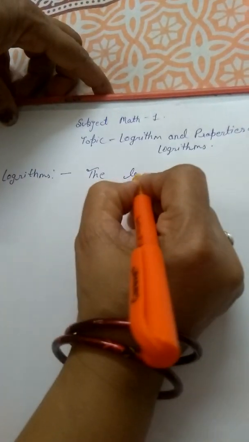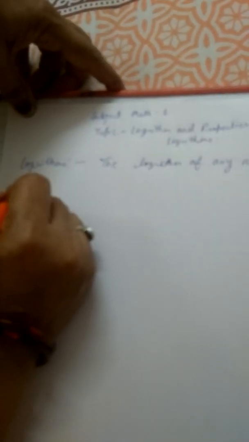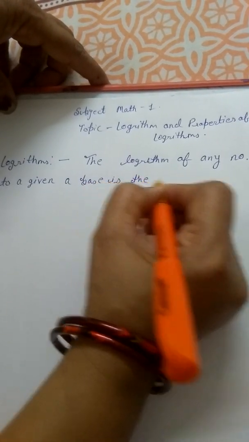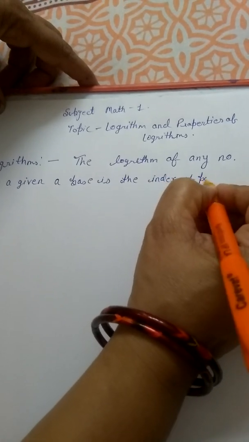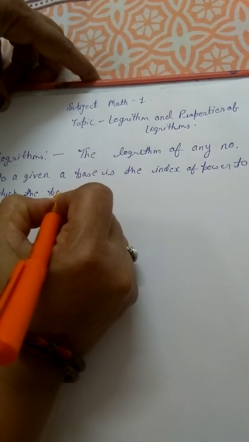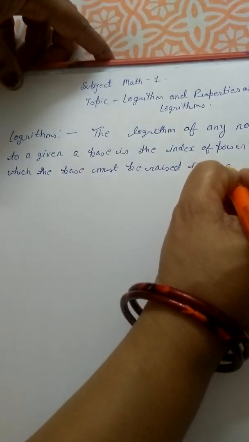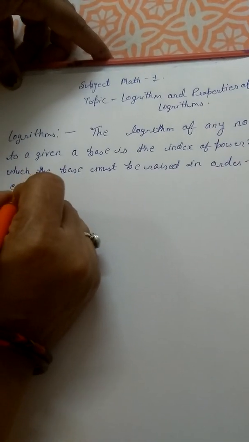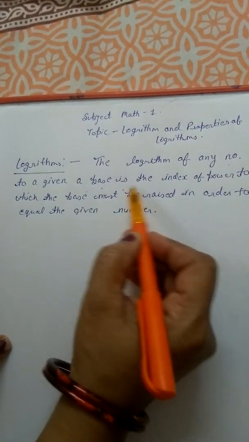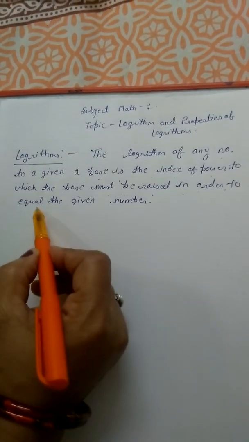The logarithm of any number to a given base is the index of the power to which the base must be raised in order to equal the given number.